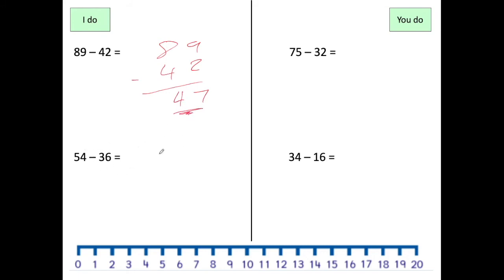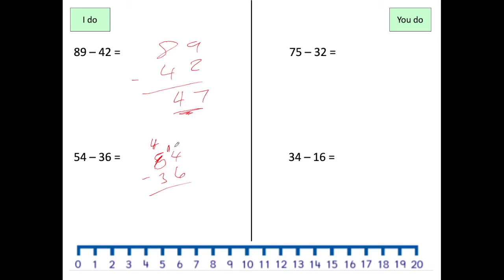For the next question, we've got 54 minus 36. This is a tad more difficult because we can't do 4 take away 6. So what we're going to do, because 4 is a smaller number, we need to make it a bit bigger. What we're going to do is borrow 1 from the tens column. So we'll cross that out, make that into a 4, and transfer the 10 over to the 4. Now remember, this is a tens column, so when we move it to the right hand side, it's still going to be a 10. It's not going to be 1, so this becomes 14.